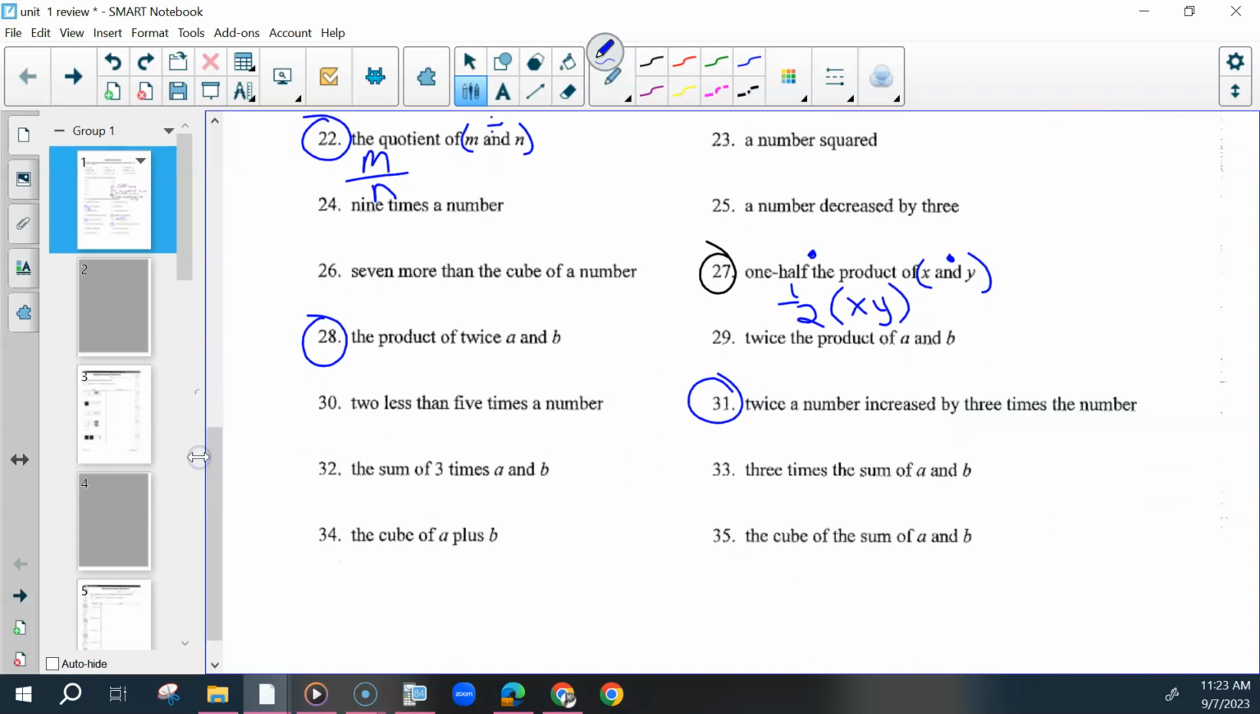28, the product of twice a and b. So the product of everything here is being multiplied together. Twice a also means that we're multiplying. So we have twice a and b.